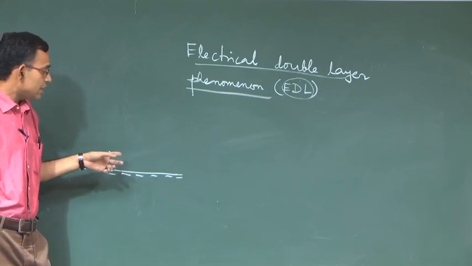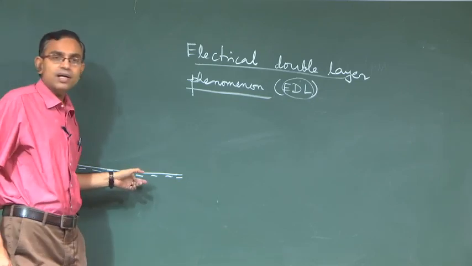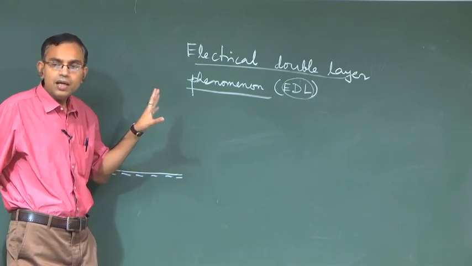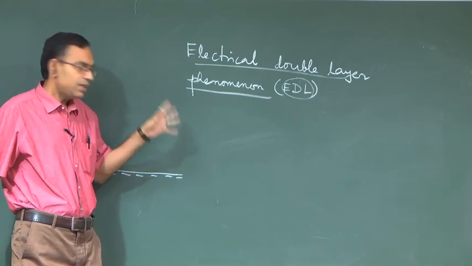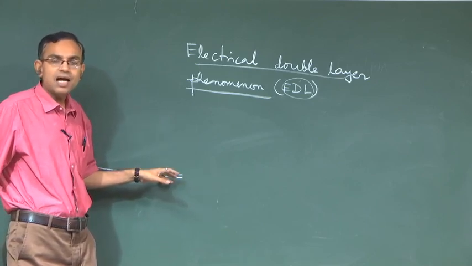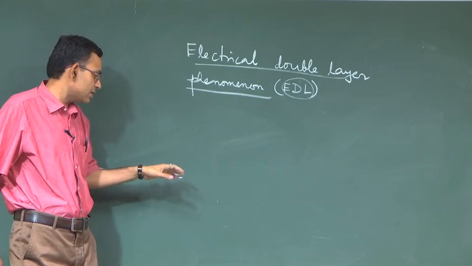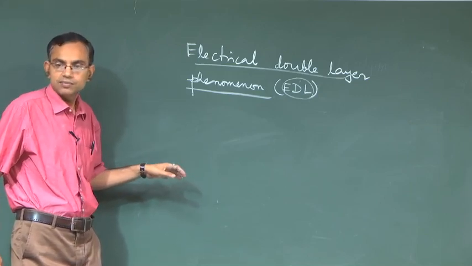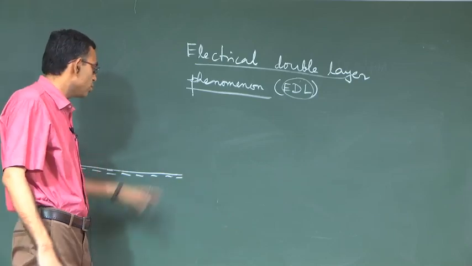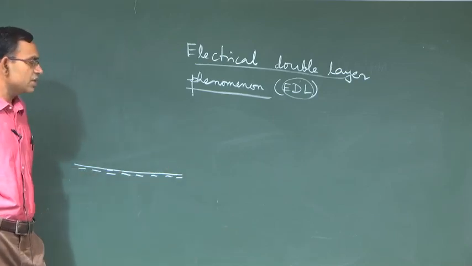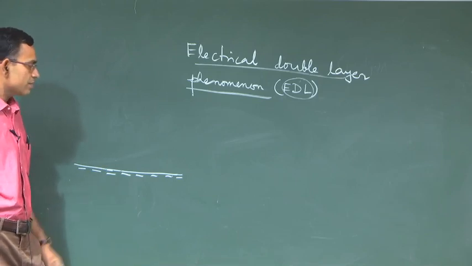This negative charge is not a sanctity; it could be positive, it could be 0. Everything can be played with the pH of the solution. If the pH is such that the charge here is 0, then that is called the point of zero charge. There is no charge at the surface. So, let us say that this is the charge at the interface.